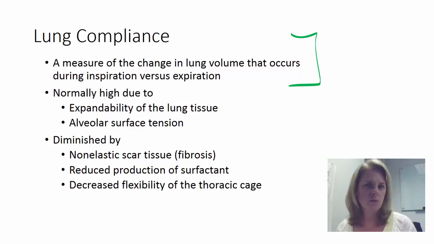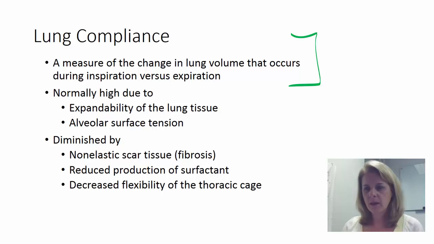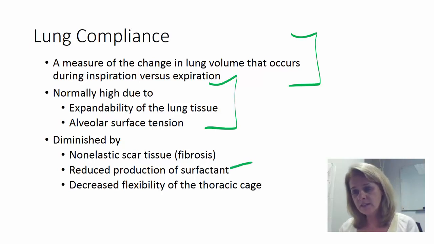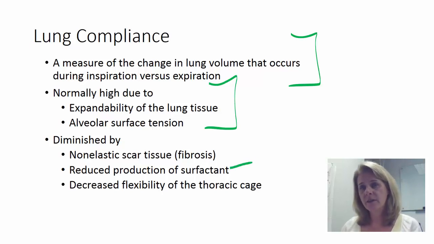If you see actual lung material, it's kind of like bubble gum. It looks a lot like bubble gum, and it's pretty stretchy. Normally your lungs are really stretchy, but if you have things like fibrosis, scar tissue, lack of surfactant, decreased flexibility of the thoracic cage, anything that has your chest constricted, that's going to make it hard for your lungs to stretch out, and it's going to make it hard for you to breathe.